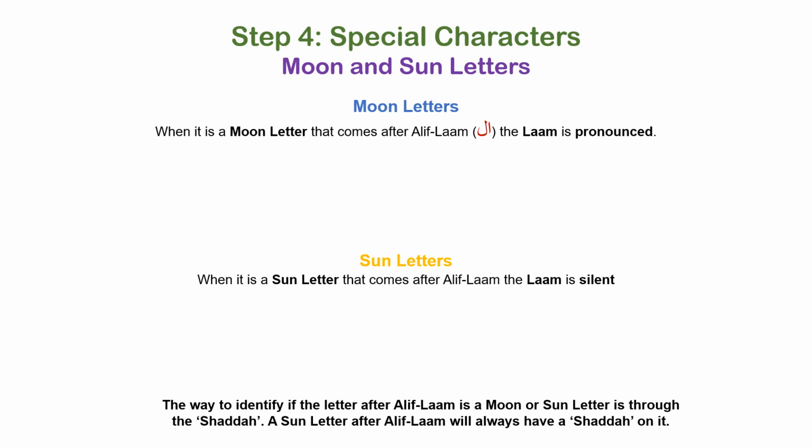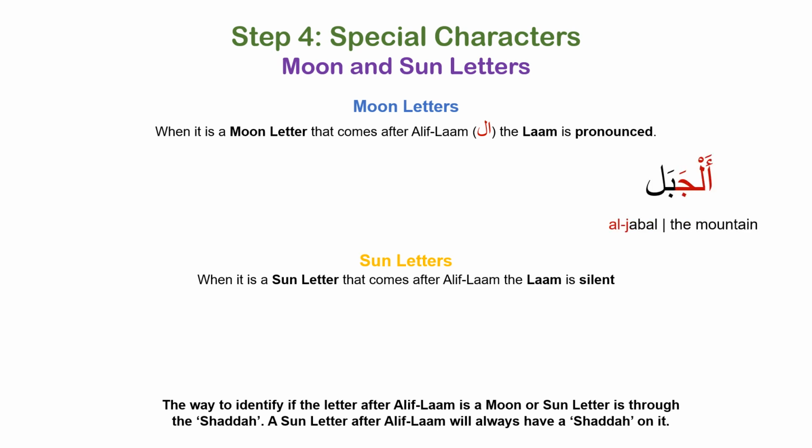Let's look at examples of words which have moon letters and sun letters and see how it affects the pronunciation of words that begin with Aleph Lam, because remember, the topic of moon and sun letters is only relevant for words that begin with Aleph Lam. Now, when it is a moon letter that comes after Aleph Lam, the letter Lam is pronounced. Once again, if we have a word that begins with Aleph Lam and the next letter is a moon letter, then we pronounce Aleph Lam, Al.